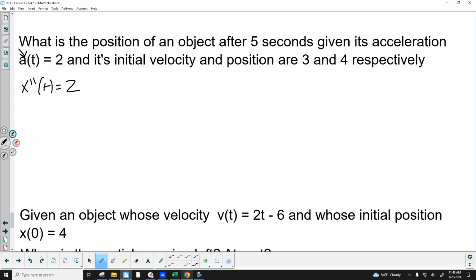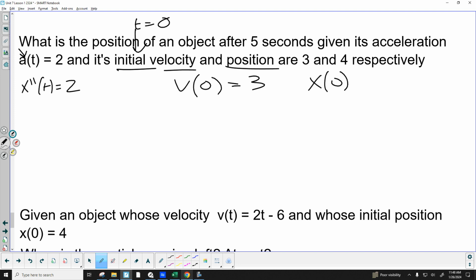Cool. That's the second derivative. Okay, great. One other thing you have to know is the initial velocity, initial position. Oh, that's my velocity at time 0. Whenever you see the word initial, assume it's your time 0. Okay, my initial velocity is 3. My initial position is 4.